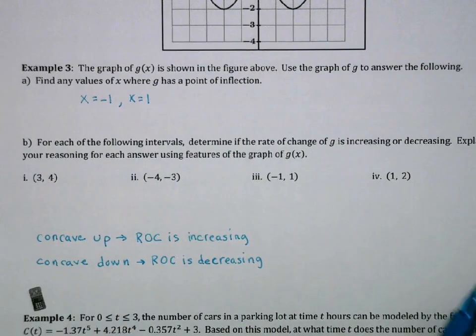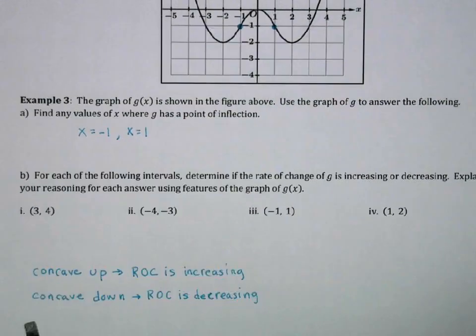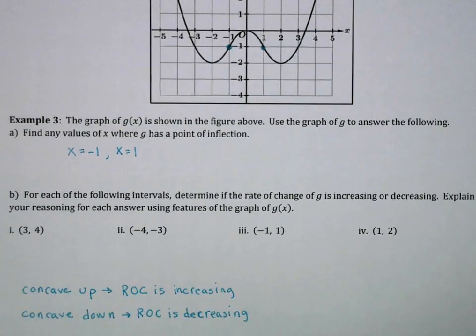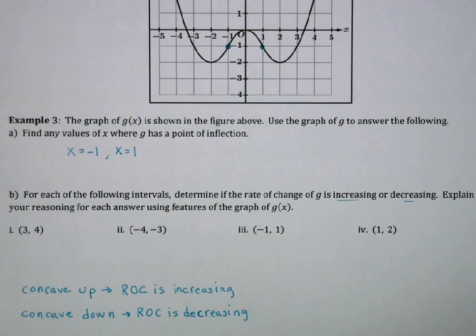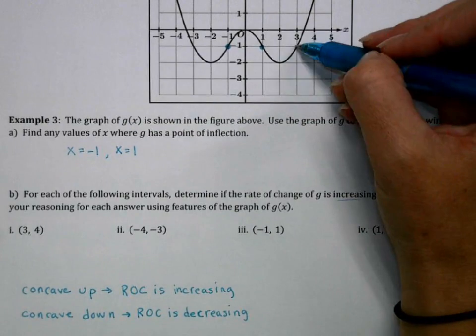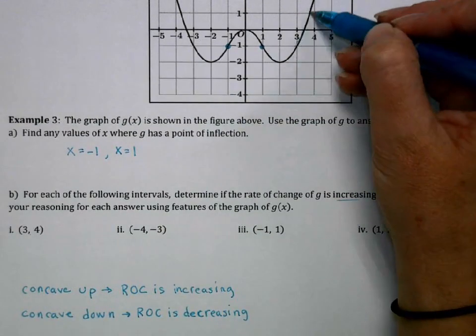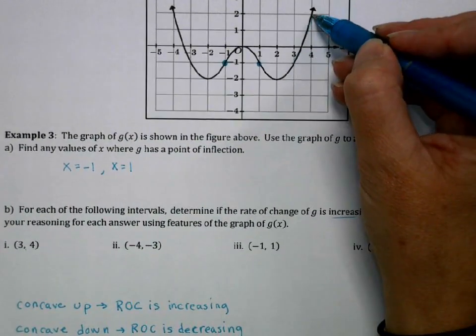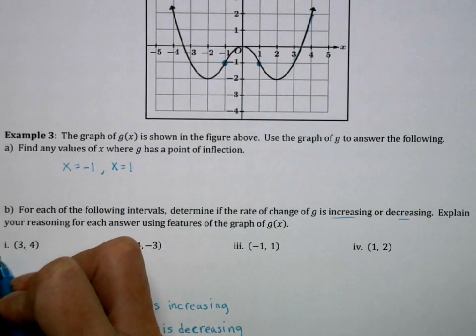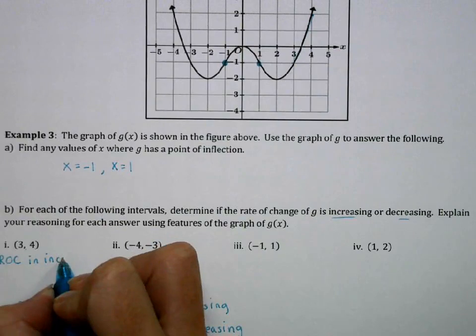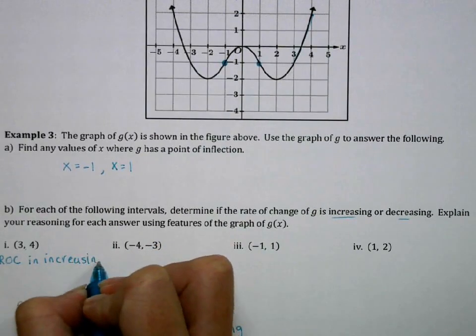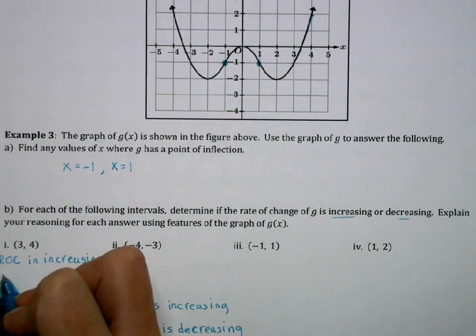So we're going to determine that from the graph. So I know the concavity pretty well, we can see that, so then I can determine whether the rate of change is increasing or decreasing based on that. So the interval 3, 4, so we're looking here. The graph is concave up on that part of the graph. So my rate of change, I'm just going to abbreviate there, is increasing. And my justification is that it is concave up.